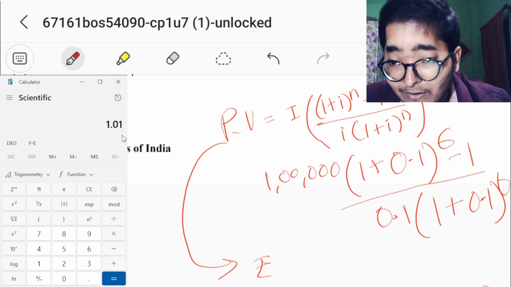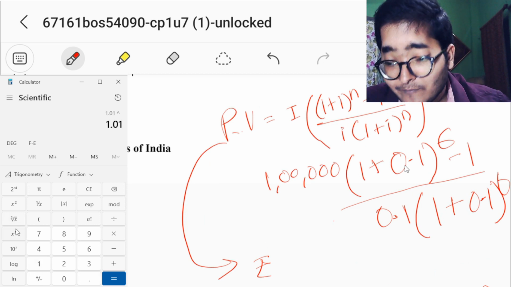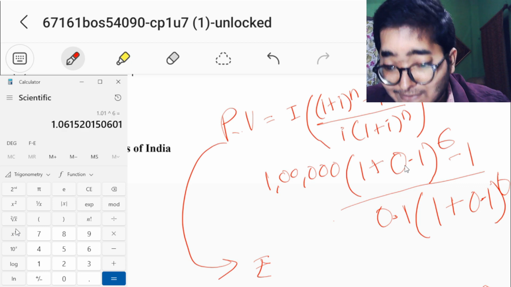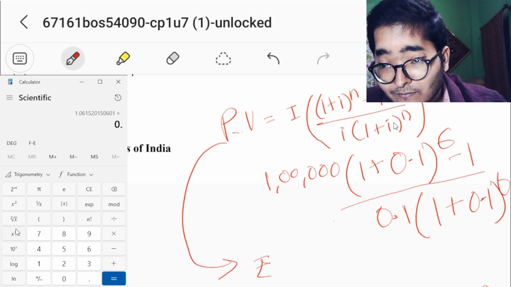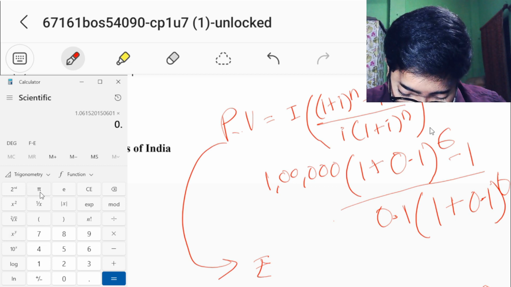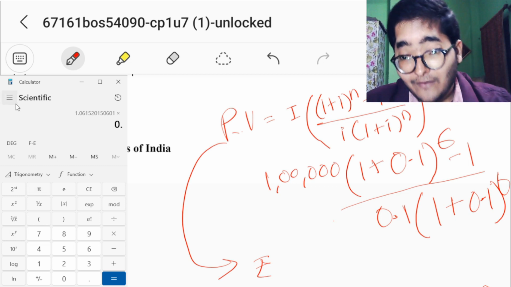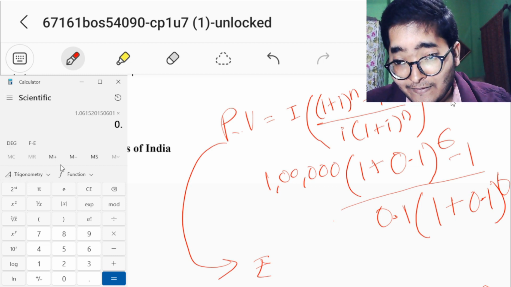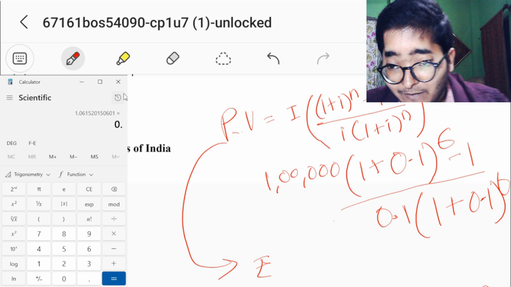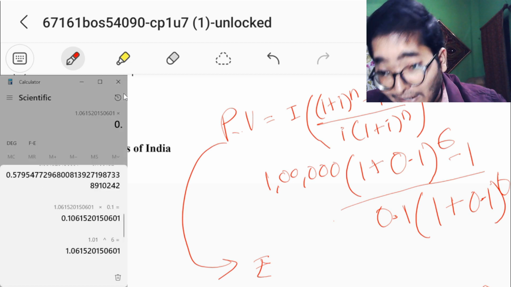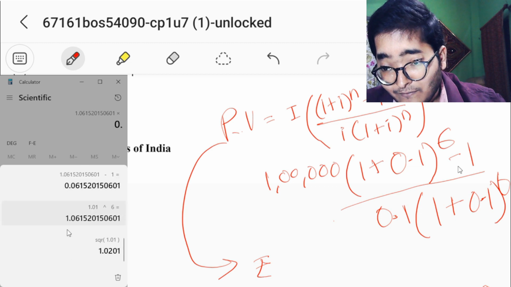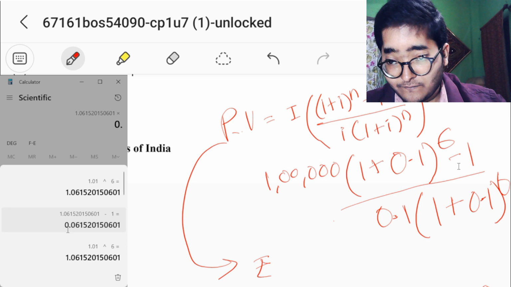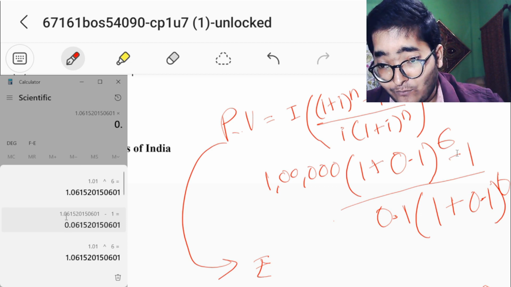डिनोमिनेटर कैसे कैलकुलेट होगा, यहाँ पे देखिए 1.1 टू द पावर 6 इंटू 0.1। सो 10% है, इसीलिए हम लोगों का कैलकुलेशन ऐसे आ रहा है। एक बार मेमोरी में चेक कर भी लेते हैं। यहां पर देखिए मेमोरी में हम लोग किए थे, देखिए 1.